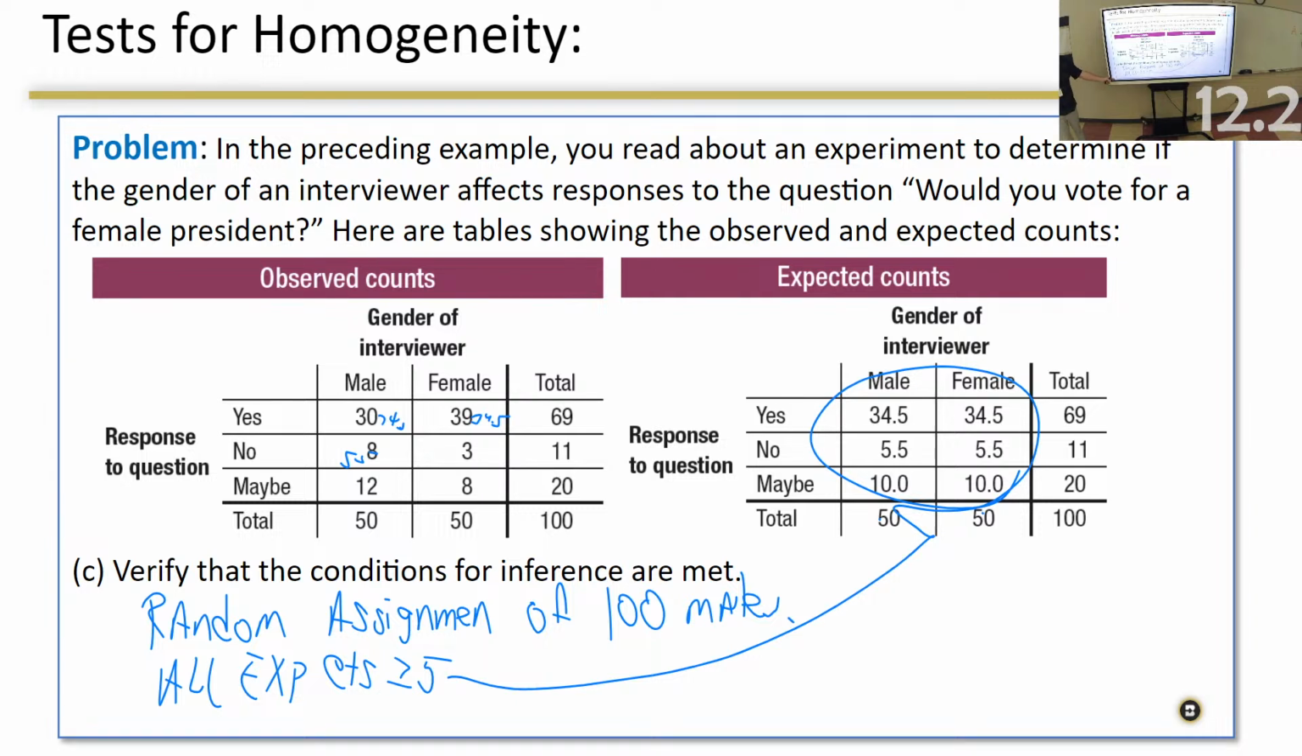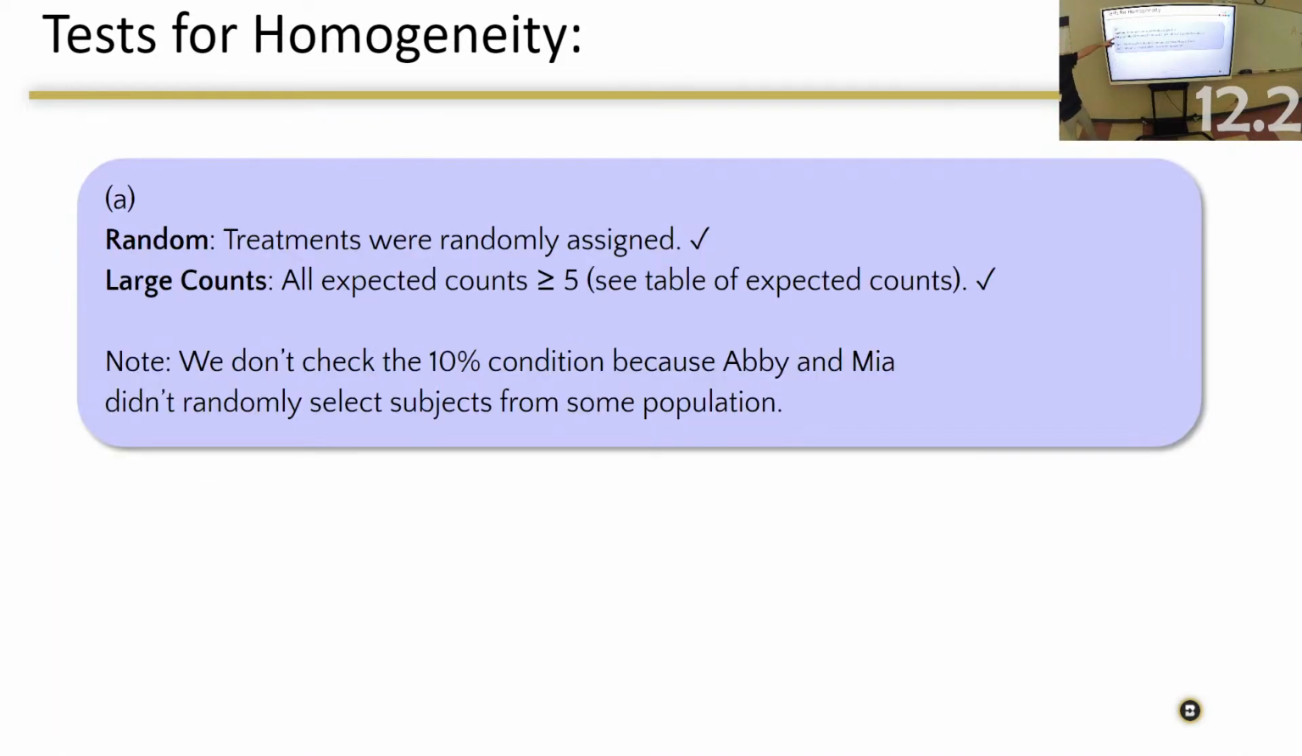So we don't check the 10%. All expected counts have to be greater than 5. This is where some students will mess up and put the observed counts. Don't. You put the expected counts greater than 5. Random assignment. Let's see how they did it. Treatments were randomly assigned. All expected counts are greater than 5. See table for expected counts. We don't check the 10%. You don't have to say it. If you do say it, you're okay. Don't say 10% check. You're getting dinged.